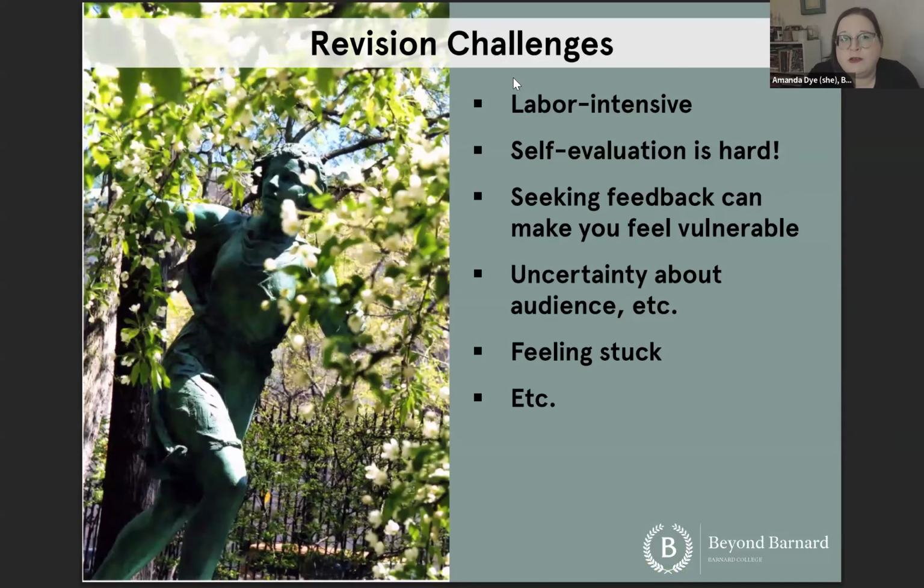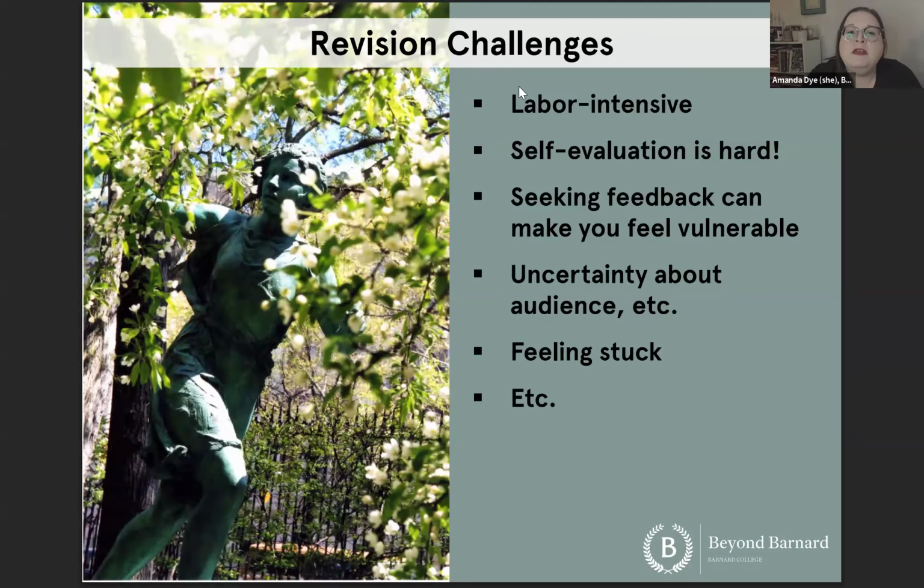I know that it's a challenging process, right? Nobody really likes engaging with revision because it's very labor intensive, right? I mean, you feel like, I should be done. I have written something. And the process of evaluating your own work can be really, really difficult. It's also uncomfortable sometimes to seek feedback, right? You may have trusted friends read your writing. You may ask me for feedback, and sometimes it's a little scary to await that feedback and to hear other people's perceptions of your writing.